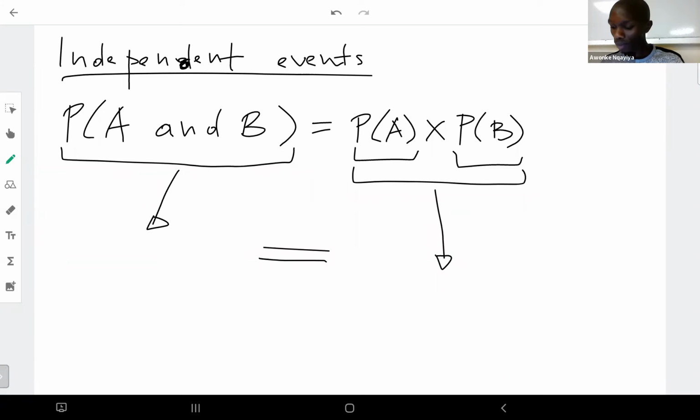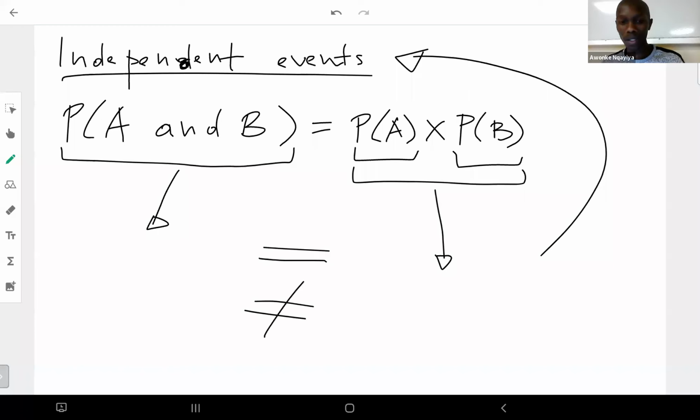When they are equal, then these two events are independent. When these two values are not equal, then these two events are not independent. So that is how you check whether two events are dependent or not. You calculate the probability that A and B happen, and you put it aside. You calculate the probability of A, you calculate the probability of B, and then you multiply the two probabilities to get that product. Once you get that product, you compare it to the value that you calculated earlier and check if they are equal. If they are equal, then these two events are independent. If they are not equal, then these two events are not independent. So that is how you check the dependence of events.